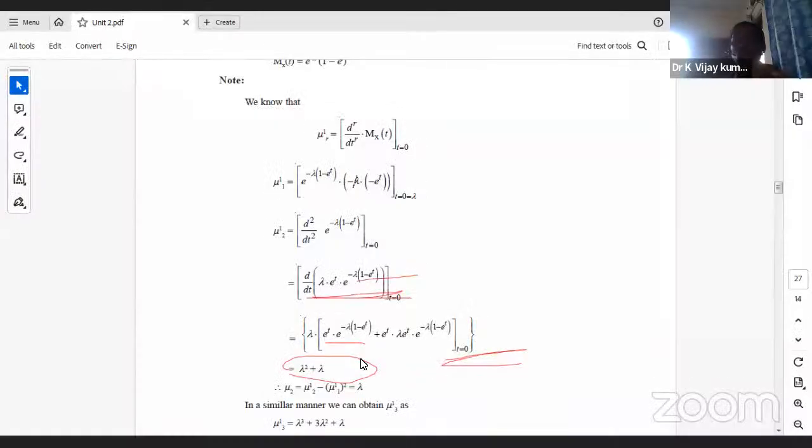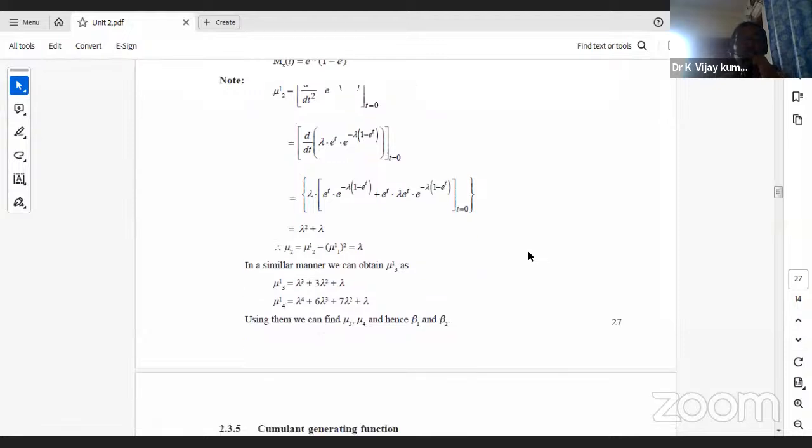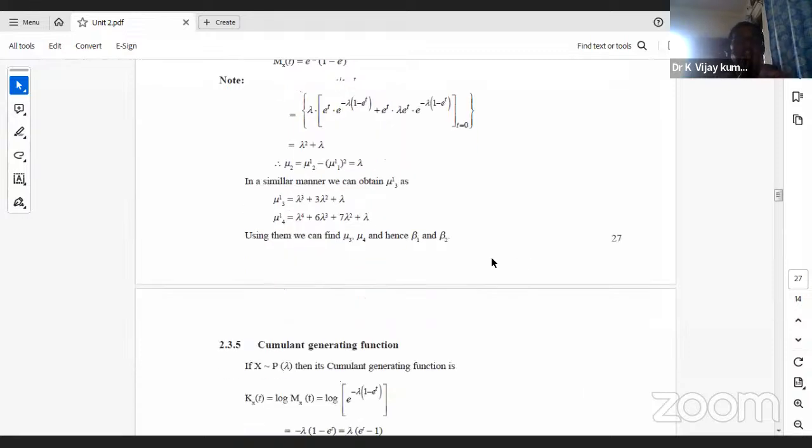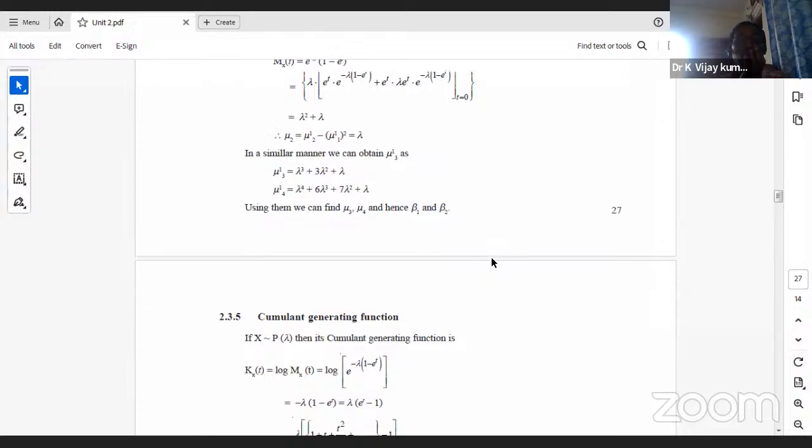Apply t equal to 0. So when t is equal to 0, mu 2 is equal to mu 2 dash minus mu 1 dash whole square, which is equal to lambda. In a similar way, mu 3 dash is equal to lambda cube plus 3 lambda square plus lambda. Mu 4 dash is equal to lambda power 4 plus 6 lambda cube plus 7 lambda square plus lambda. Using them we can find mu 3, mu 4 and beta 1, beta 2.